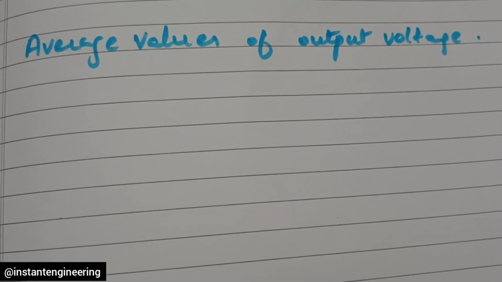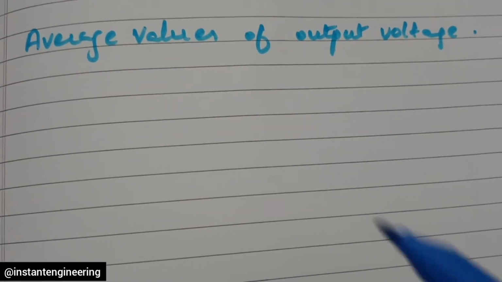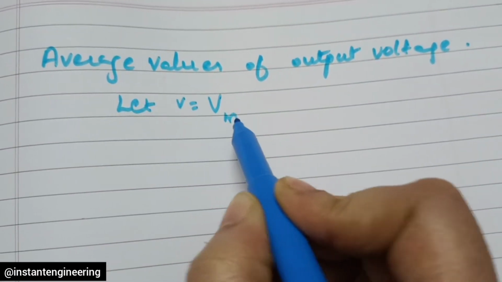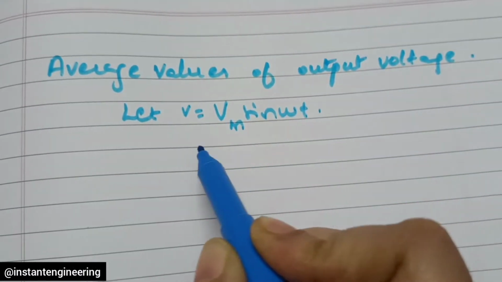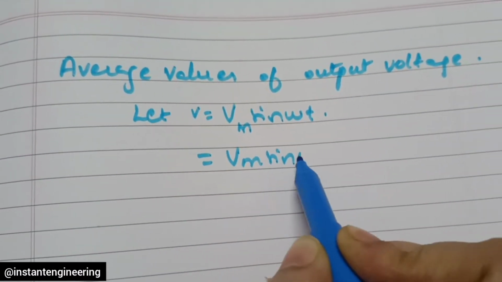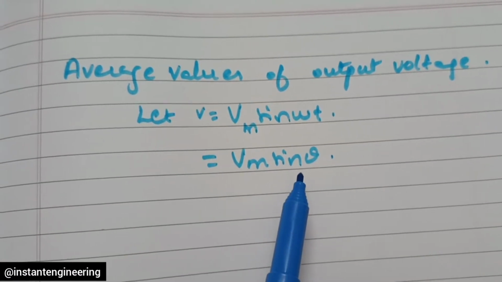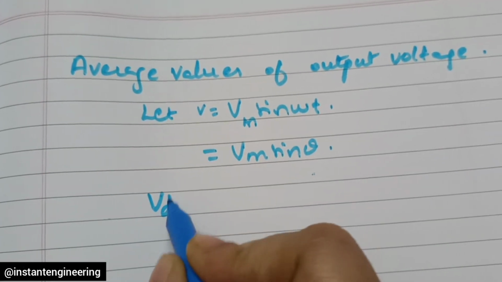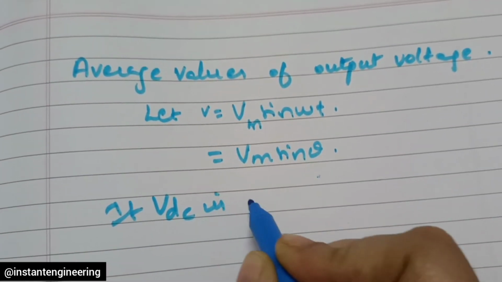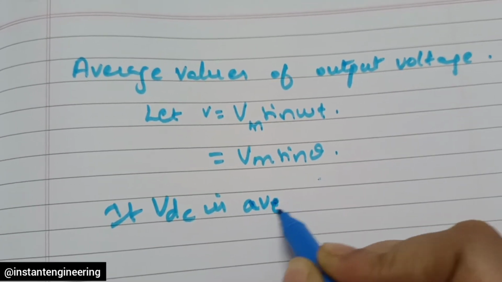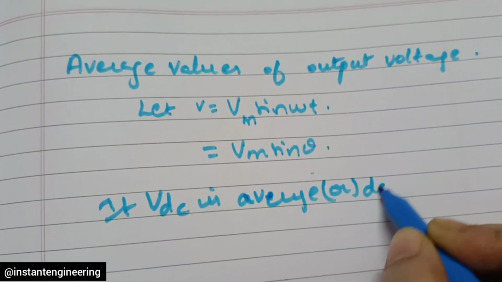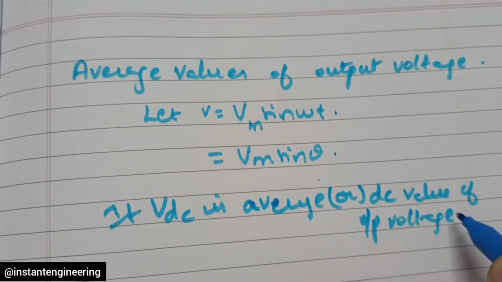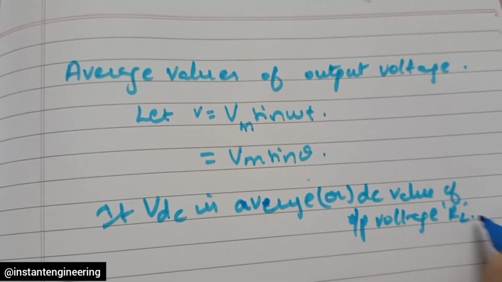So this video is about the average value of a half-wave rectifier and its output voltage, which we will find here. Just consider V equal to Vm sine omega t, or you can take it as Vm sine theta. This is an instantaneous sinusoidal voltage. Now consider VDC as the average or DC value of the output voltage across RL, the load resistor we are taking.